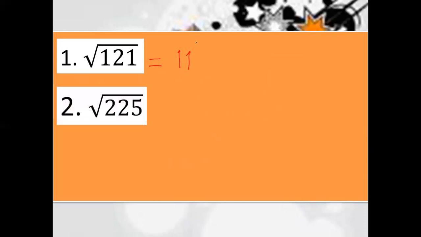Okay, number 1. How about square root of 121? You always check whether the given radicand is a perfect square number. So square root of 121, we all know that this is equal to 11. Square root of 225 is equal to, what is this? Square root of 225? You're right, it's equal to 15.